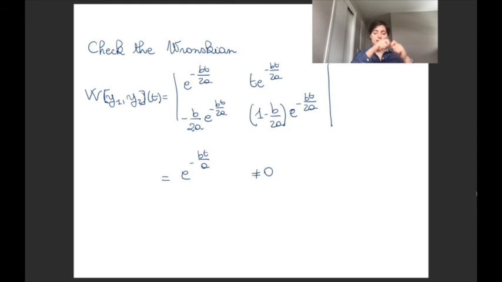But the point remains that if we do the calculations correctly, not as I did, we retrieve that the Wronskian is an exponential of something times time, that is different than 0. So the Wronskian is telling us that the two solutions that we found, the exponential and t times the exponential, are linearly independent. That means they span the full space of solutions.